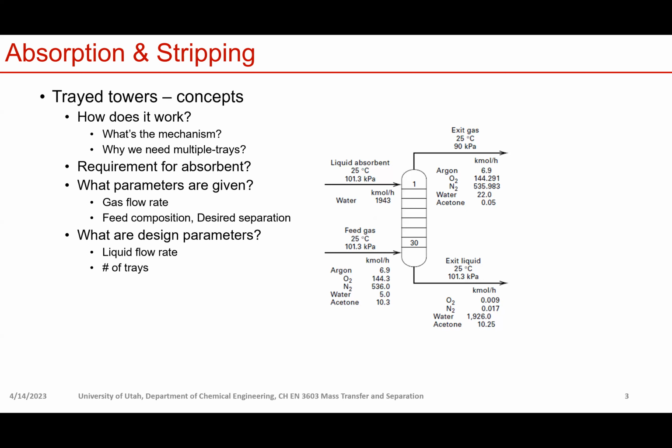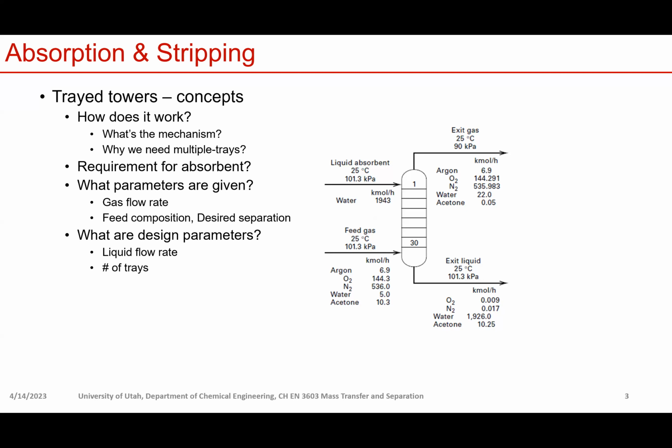And for a typical absorption process, what parameters are given? Typically absorbers are used to separate gas mixtures in which we use a liquid absorbent flowing down the tower to dissolve the solute in the gas mixture. So the solute will be transferred from the gas phase to the liquid phase. Typically we know the gas flow rate, and we know the feed compositions. That includes the composition of the gas mixture entering the tower from the bottom, as well as the composition of the liquid absorbents coming down.